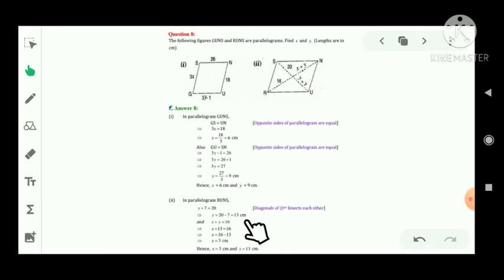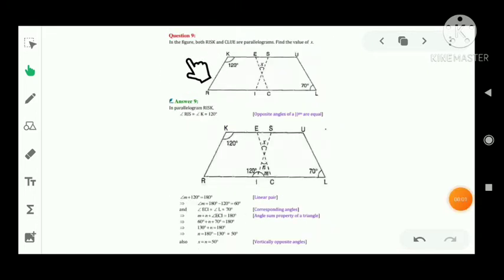Similarly, when we find out the value of y, we are able to find out the value of RN. That means x plus y is equal to 16. From here we have to put the value of y from the equation number 1, that is 13. That means x plus 13 is equal to 16. So x value will be 16 minus 13, that is 3 centimeter. Let's see the question number 9.